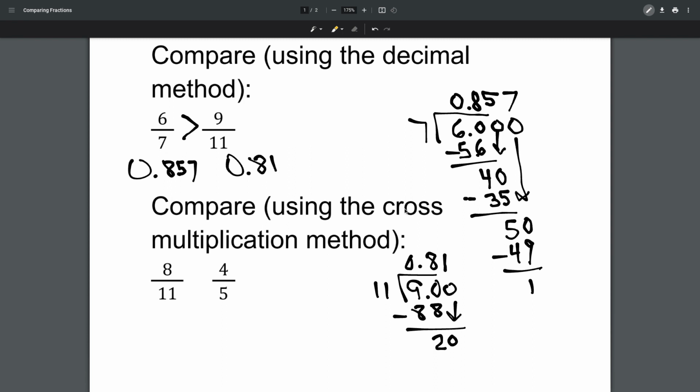Okay, there's another method we can use, which is called the cross multiplication method. In that method, I can multiply the top part of the left fraction by the bottom part of the right fraction. So I'll do 8 times 5, that'll give me 40. And then I'll do the bottom part of the left fraction by the top part of the right fraction. So 11 times 4, that'll be 44. Whichever number is larger indicates the larger fraction. So since 8/11 only has 40 and 4/5 has 44, 8/11 is less than 4/5.